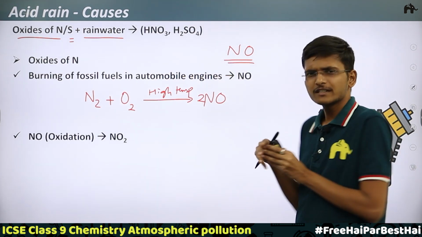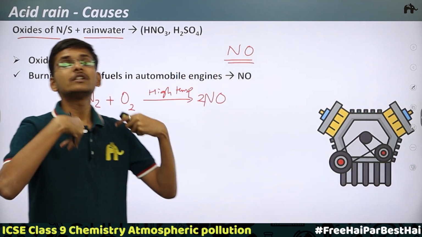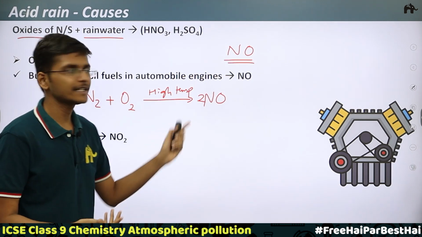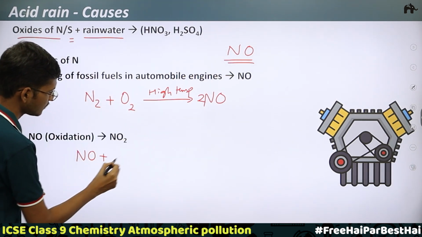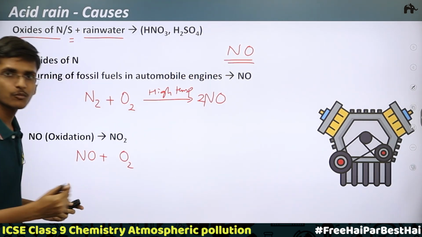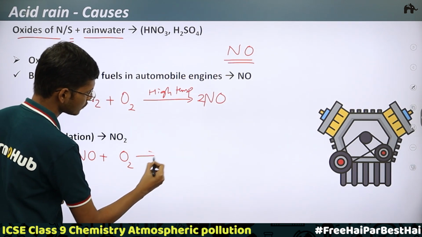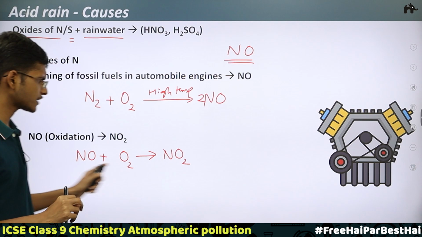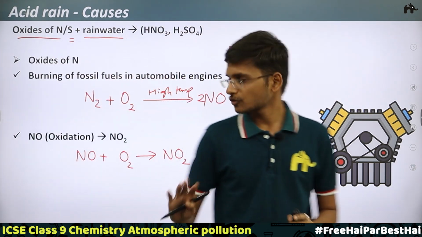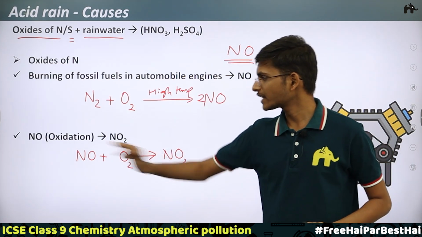So this nitric oxide doesn't stop here. What it does, it gets converted into nitrogen dioxide. It adds one more oxygen. So since this nitric oxide wants to add one more oxygen, it needs to again react with oxygen. So nitric oxide reacts with oxygen and forms nitrogen dioxide. This reaction also you can balance on your own. So ultimately, nitrogen dioxide is formed by further oxidation of nitric oxide.